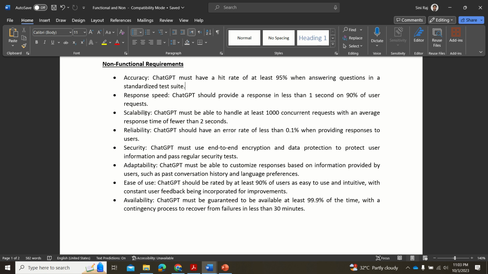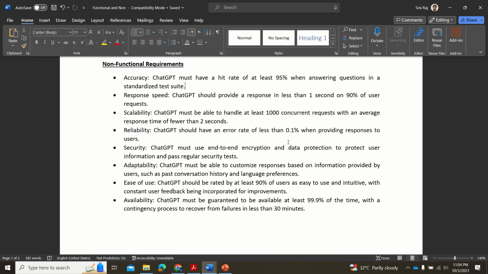Ease of use: at least 90% of the users should say that it is easy to use and intuitive. And availability: it should be guaranteed to almost every user who uses that particular system. And even if there is any failure, it should be able to recover within 30 minutes. So these are all the non-functional requirements when you think about ChatGPT. Basically I got these functional requirements and non-functional requirements from ChatGPT itself. Initially I got a very generic one, so I asked it to come up with something very specific, and I was able to get this. And I also got this from a famous website as well.